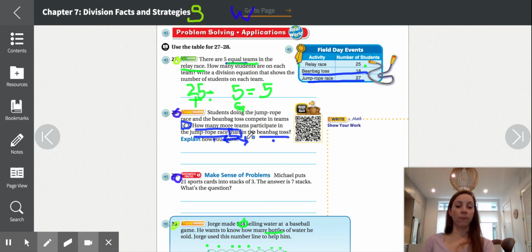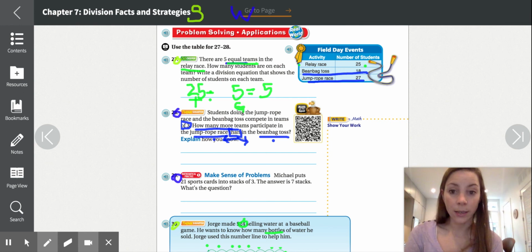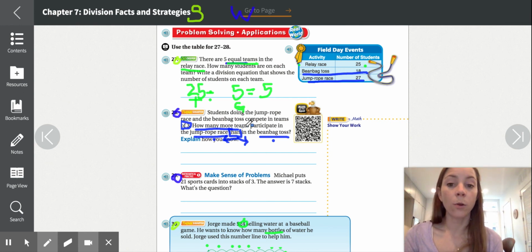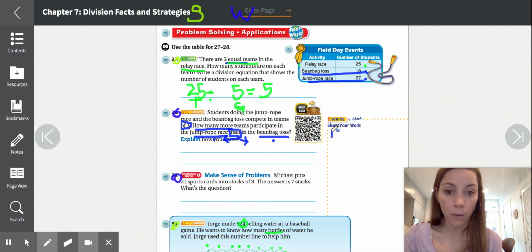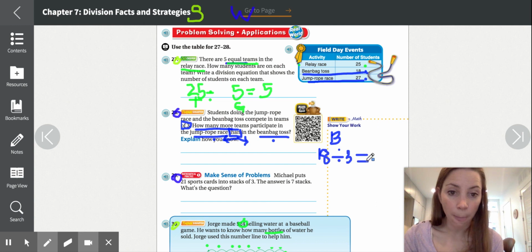So first I have to solve those, okay? Because they're asking us to compare how many more teams. And right now I don't know the teams. I know the total students and I know how many is going to be in each team, but I have to solve for each one. Okay, so let's do beanbag. I'll put a little B so I know that's the beanbag. Their total is 18 and they're going to be in groups of 3. So I would divide 18 divided by 3 and get 6.